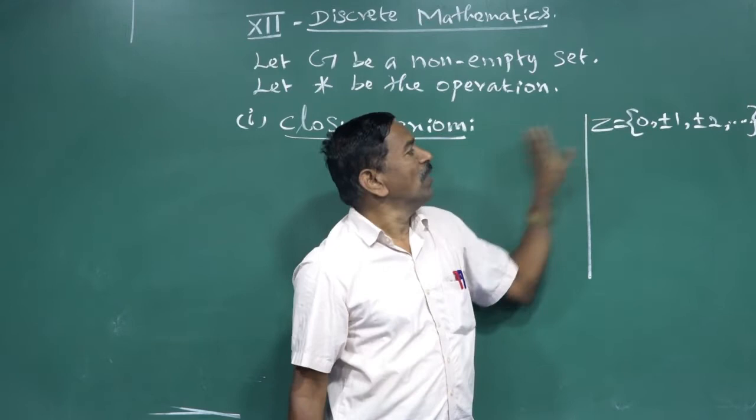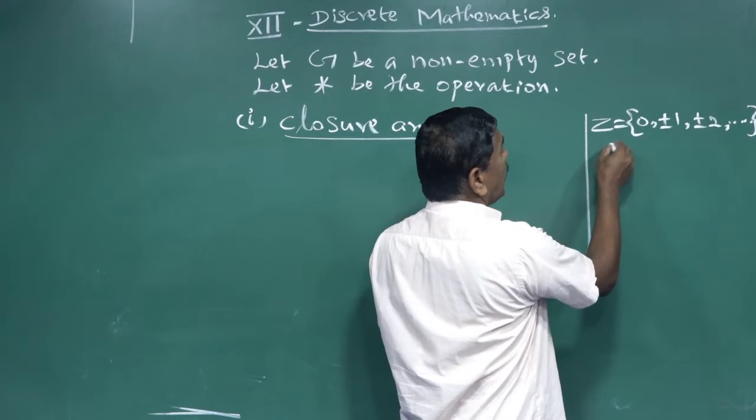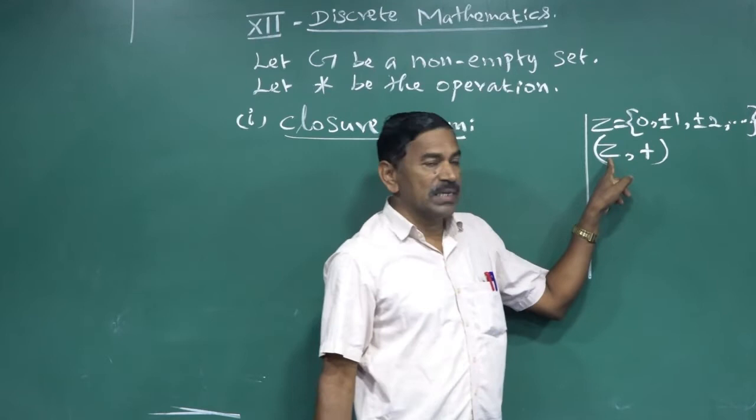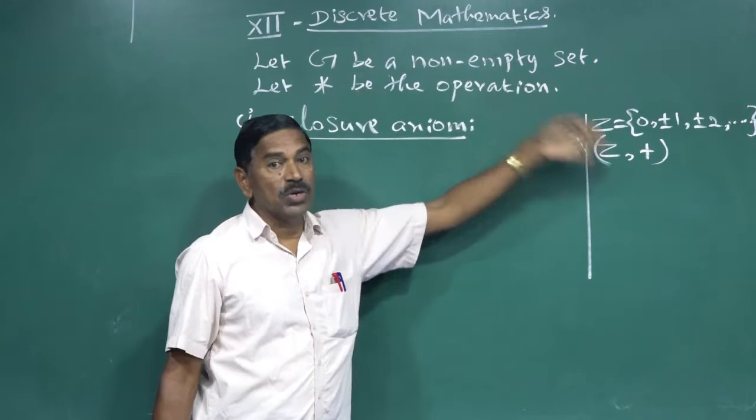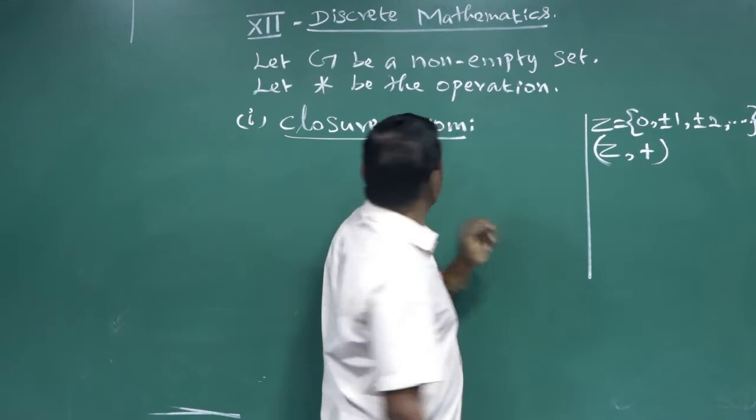Next, for example, I want to select any one operation. Suppose let plus be the operation. Here Z is a set and plus is the operation, where this plus is acting instead of star. The star may be plus, minus, multiplication, or division, and the star is defined by some rule also. Now, the first one is the closure axiom.